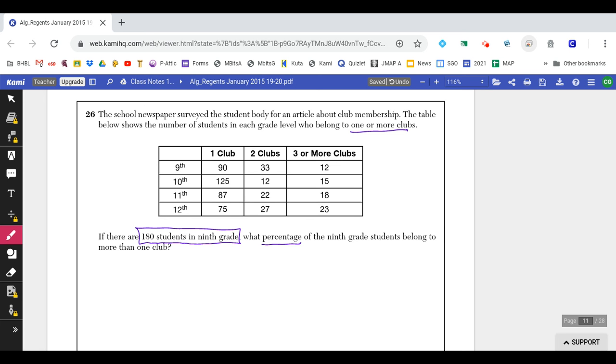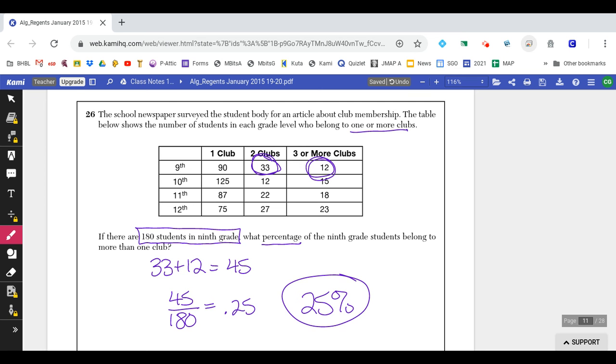So if I have more than one club in 9th grade, I'm looking at my 2 clubs and I'm looking at my 3 clubs. If I add together 33 and 12, that gives me 45 students. So 45 students out of 180 is going to give me 0.25. As a percentage, that gives me 25%.